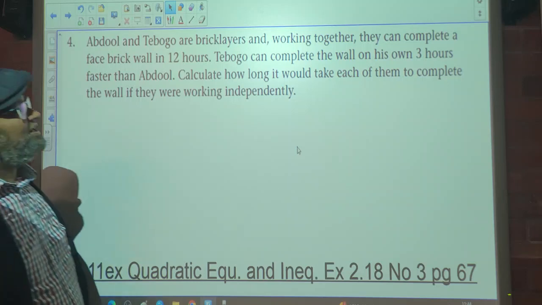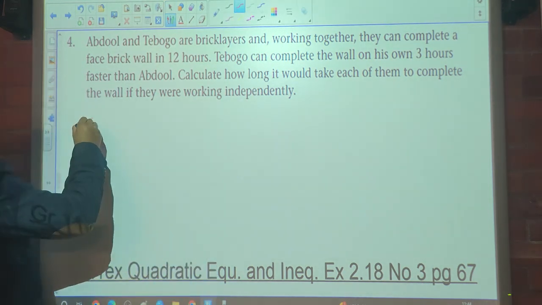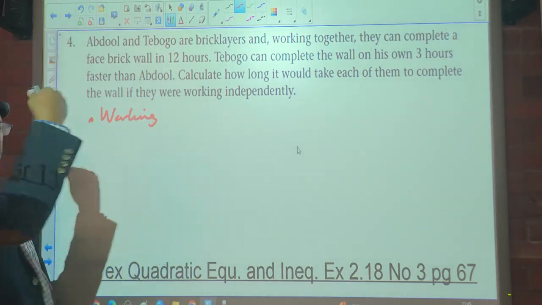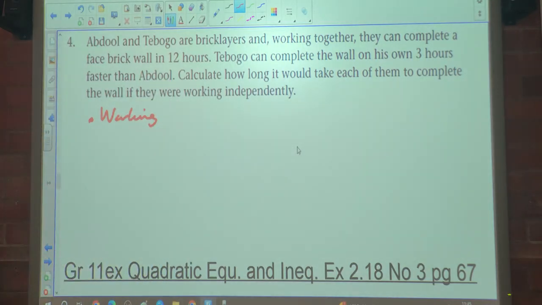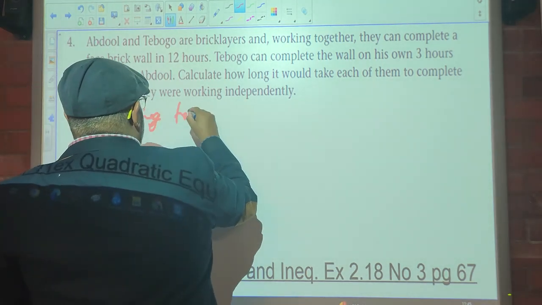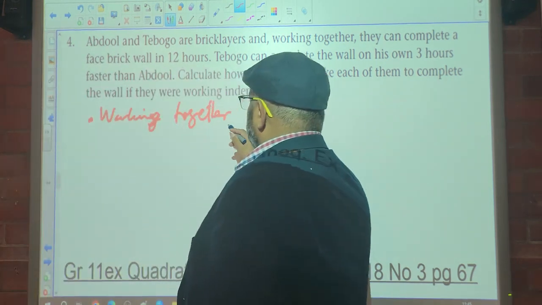Right, they are bricklayers working together. They can complete the face brick wall in 12 hours. Where do we start? We say working together. You see, it's the same process that's happening in every sum. If you follow that process, it's what we call the foolproof method. Any fool can do it. No? Right. I didn't say you guys are fools.